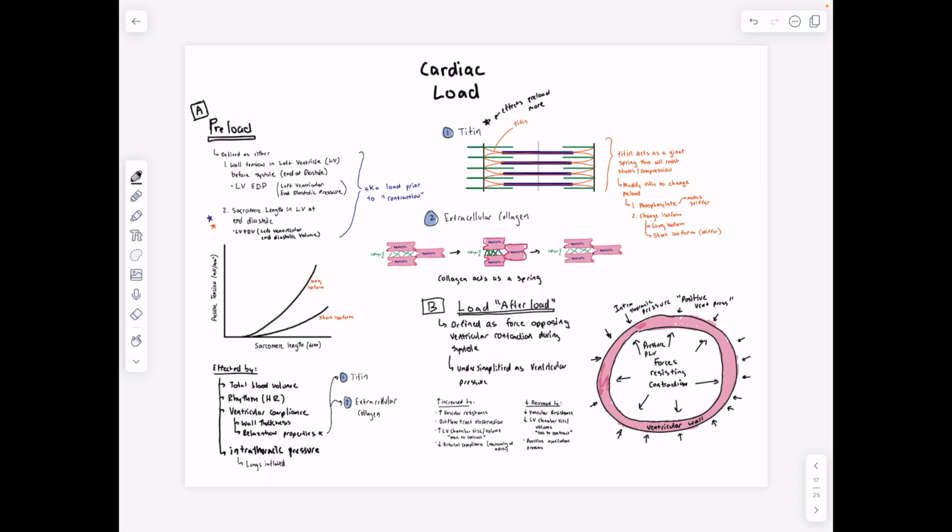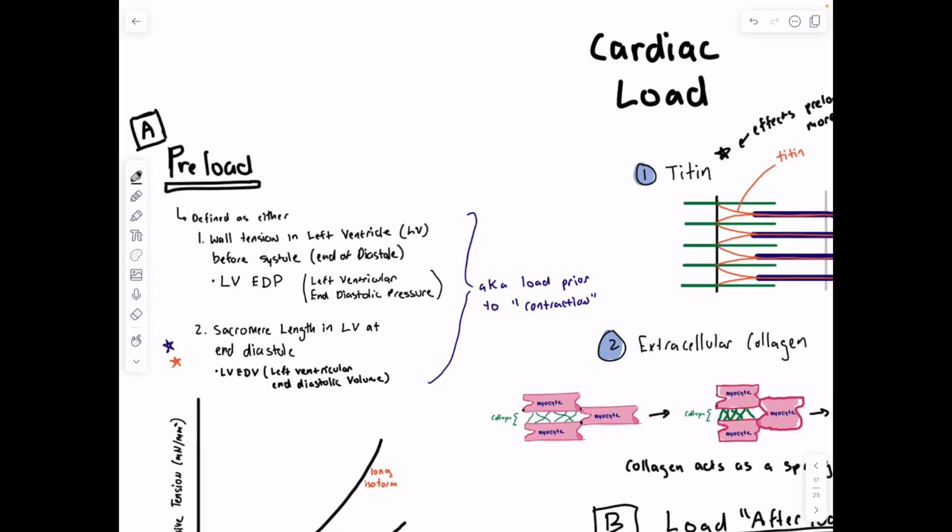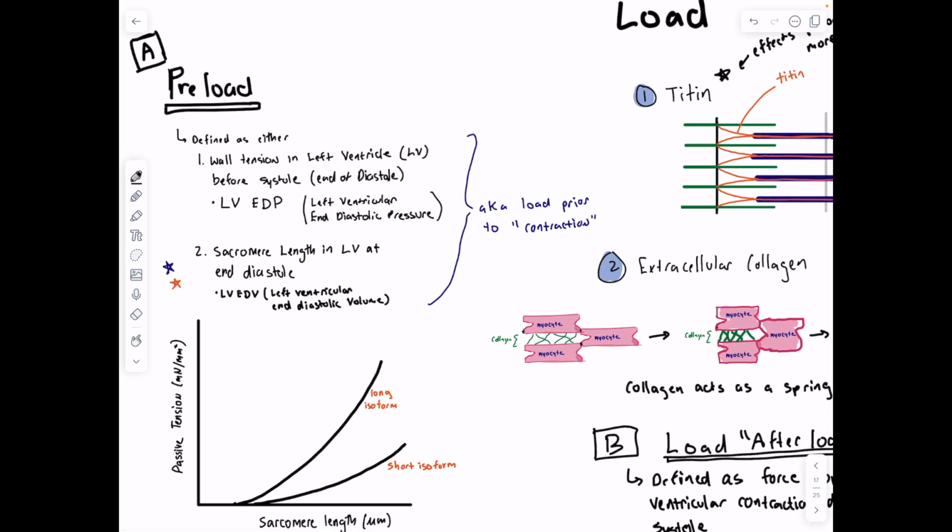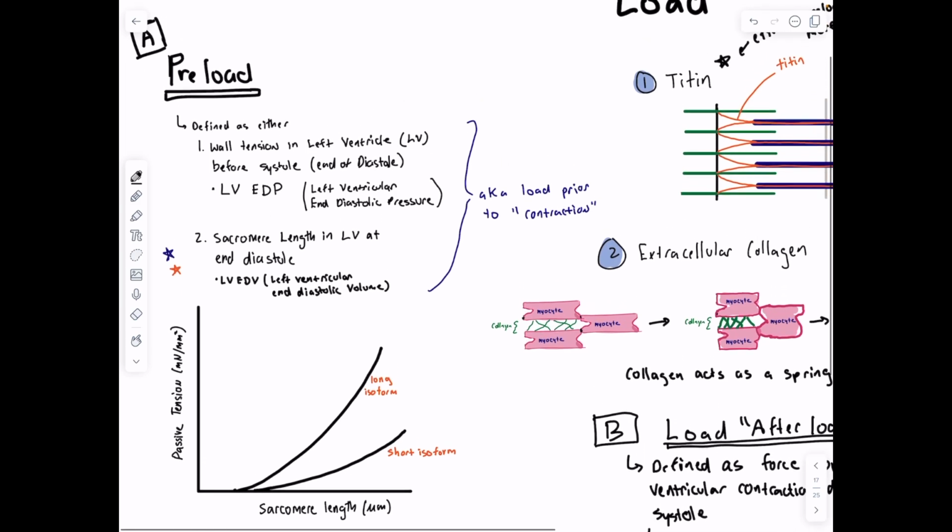All right, so then moving on, we have the concept of cardiac load. Cardiac load is broken down into preload and afterload. Preload is defined as the wall tension in the left ventricle before systole, which is contraction, or at the end of diastole, which is the same thing. You can approximate it with left ventricular end-diastolic pressure, which I haven't seen in the problem yet, so I don't think we have to worry about that too much.